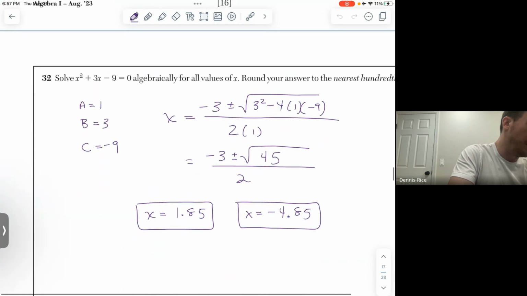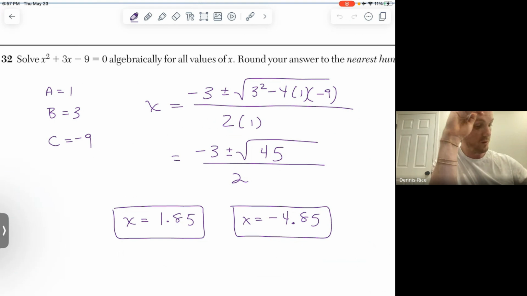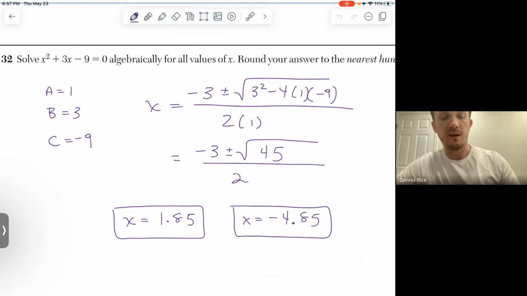This is my nice and much neater answer key. So yeah, 1.85 and negative 4.85. Sorry about that. Yeah, when you mess up, you could always just say, I was checking to make sure you're paying attention. I wrote b squared minus 4a and just stopped. But yeah, 4ac.